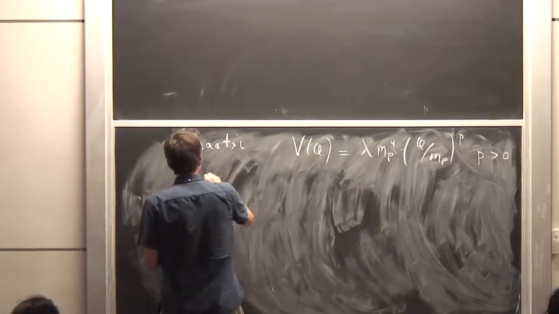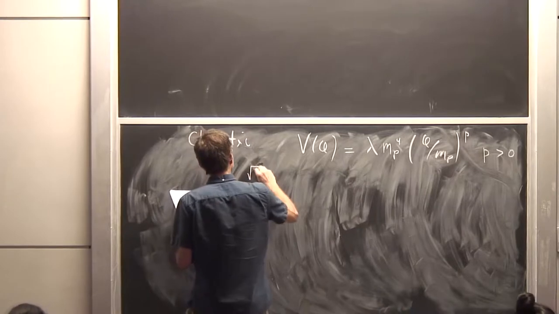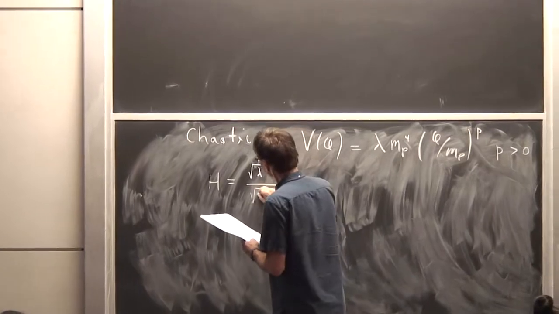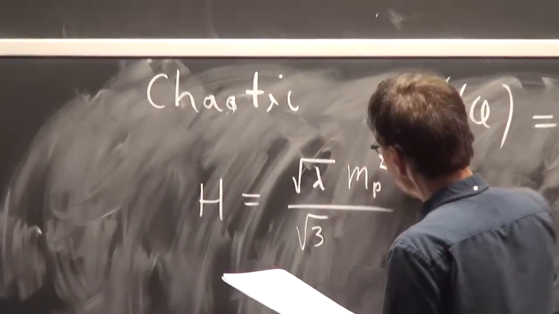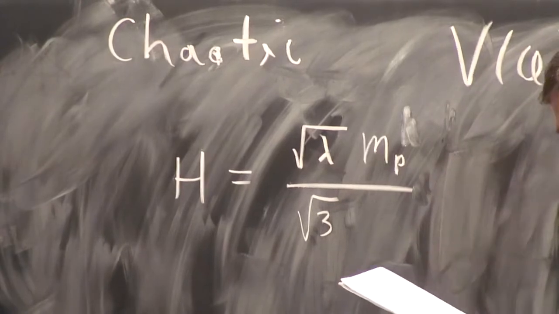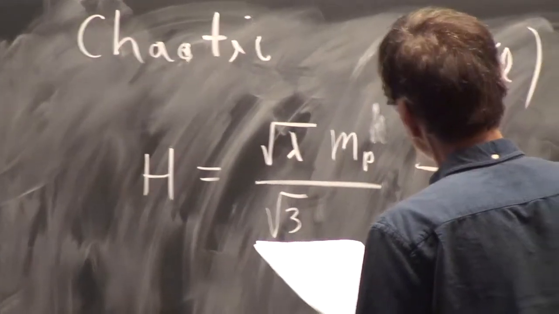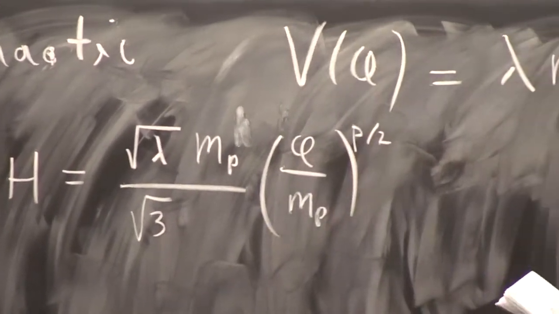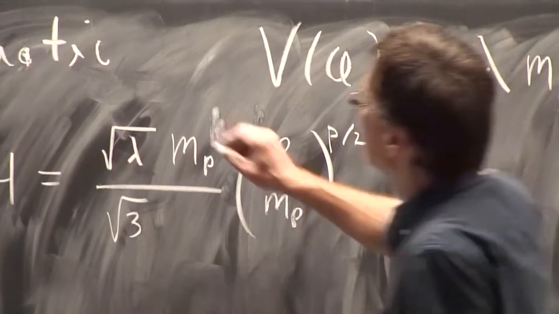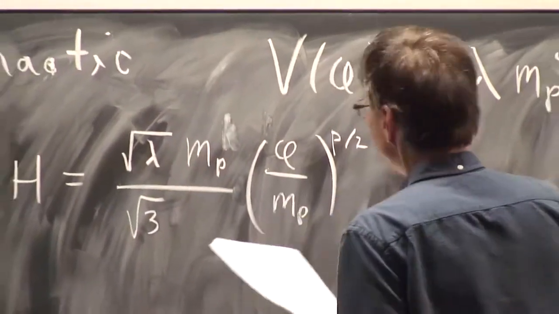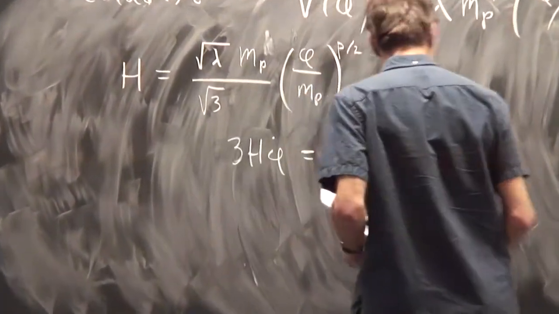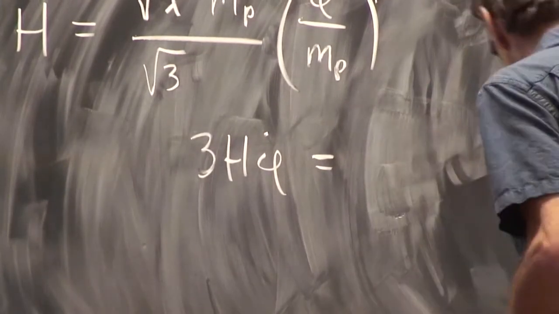And so if you plug that into the Hubble parameter, then that's root lambda over root 3. We just get one power of M Planck, and we get phi over M_P to the p over 2. And then the slow roll equation for the evolution, 3H phi dot, it's convenient to use the relation we already found over here.